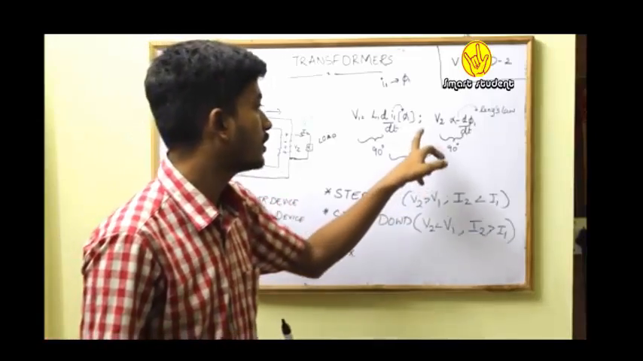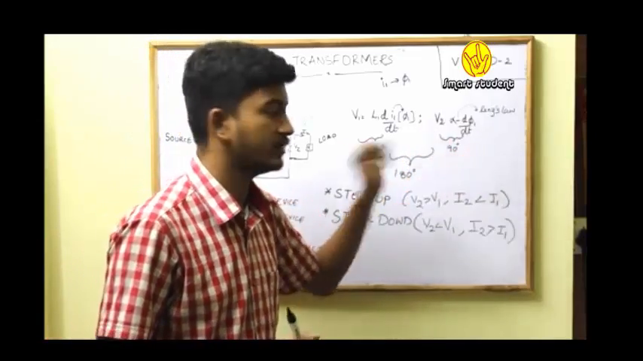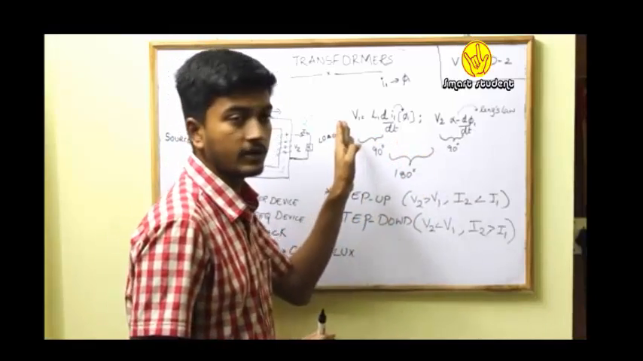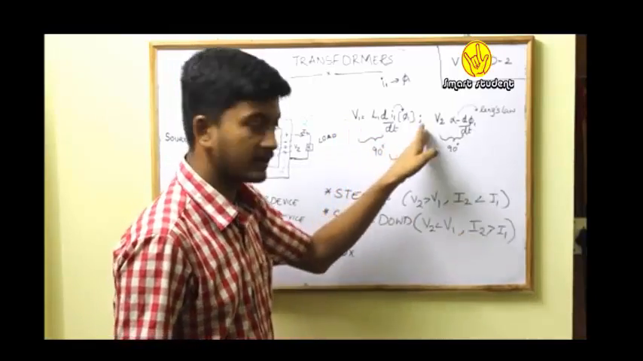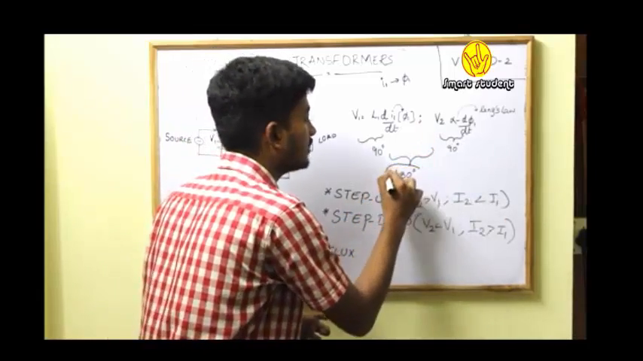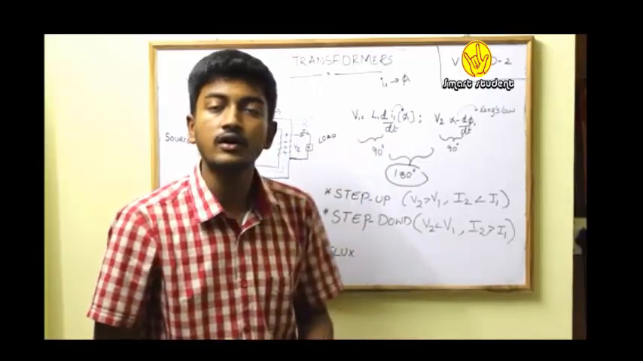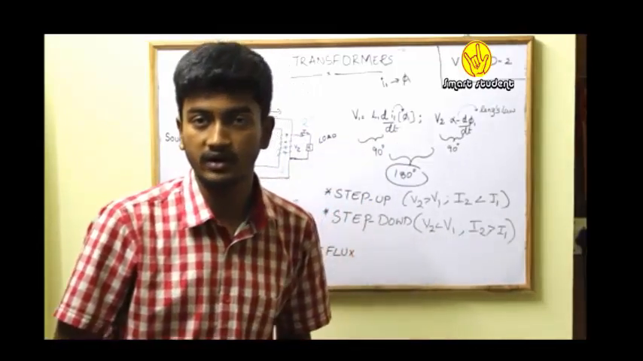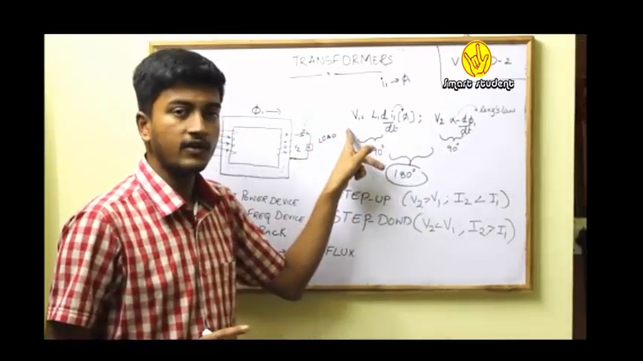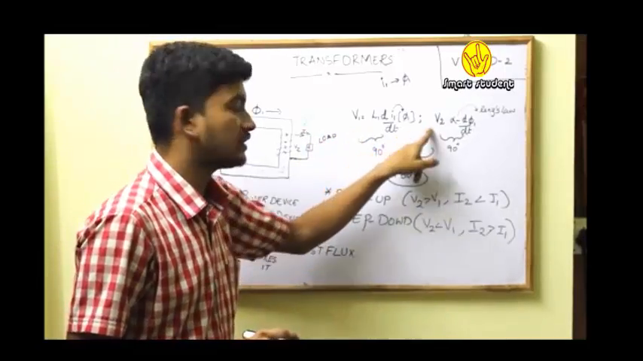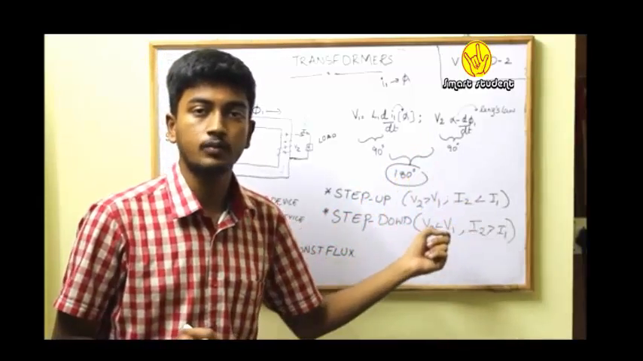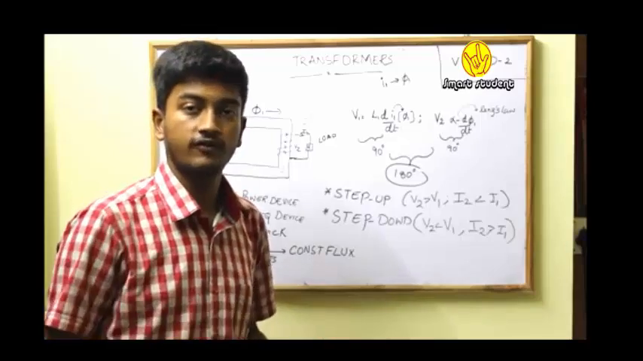The angle between V2 and phi1 is 90 degrees. From these two equations we can conclude that the angle between my primary side voltage and secondary side voltage is 180 degrees. Please keep this in mind, because it helps us in drawing all the phasor diagrams associated with my transformer. Again, I am repeating, the angle between my primary side voltage and secondary side voltage is 180 degrees. From this we can also derive that my transformer is a phase shifting circuit.